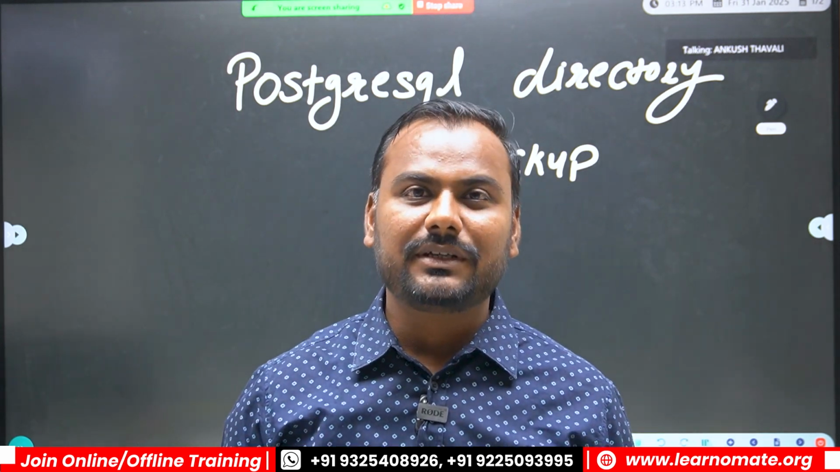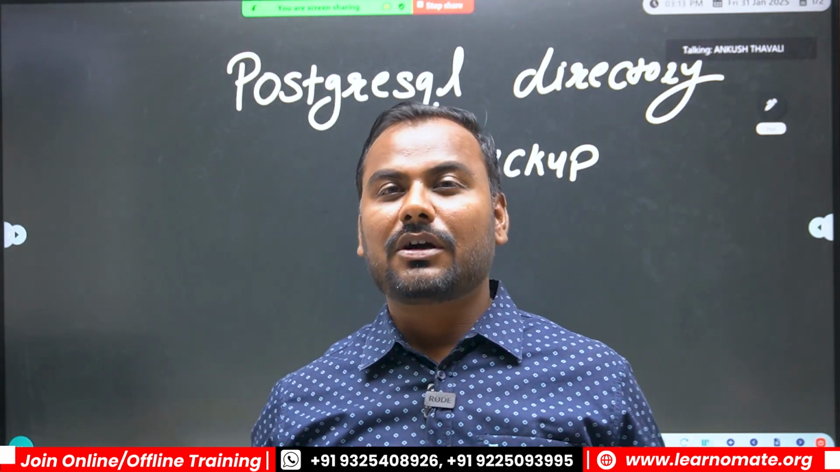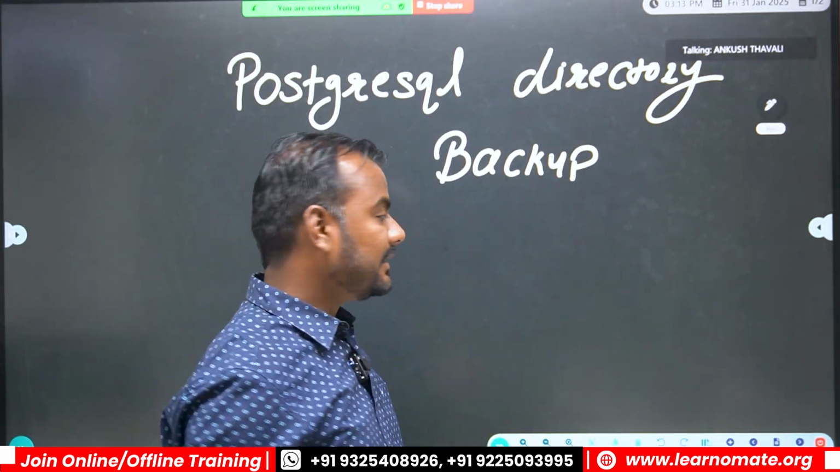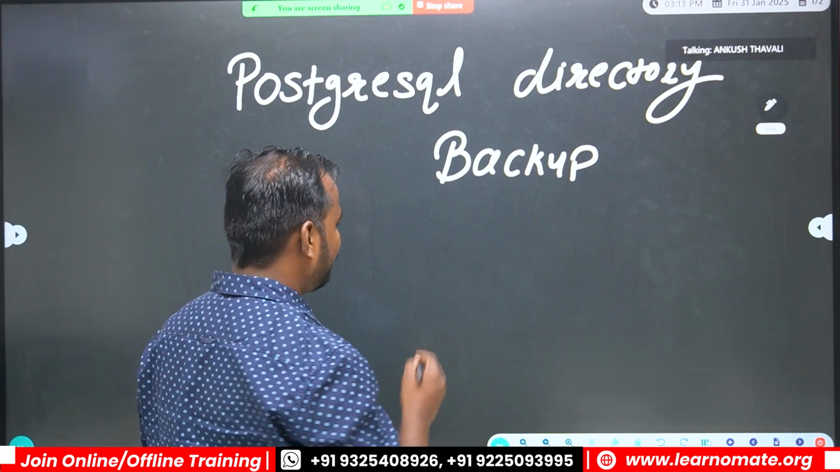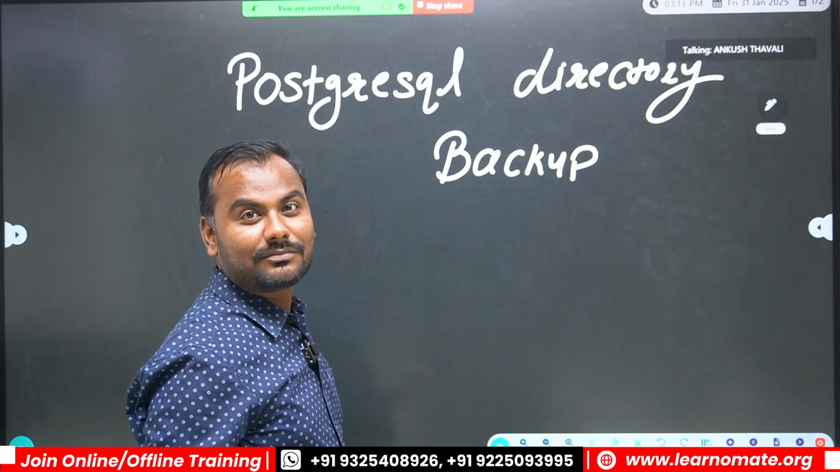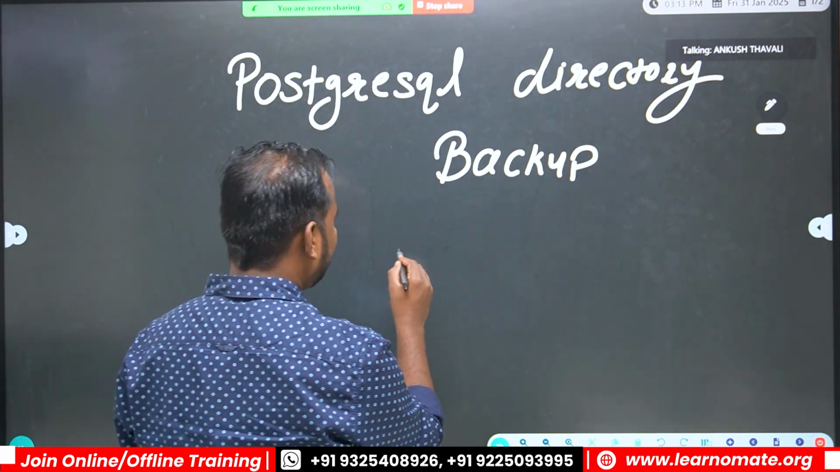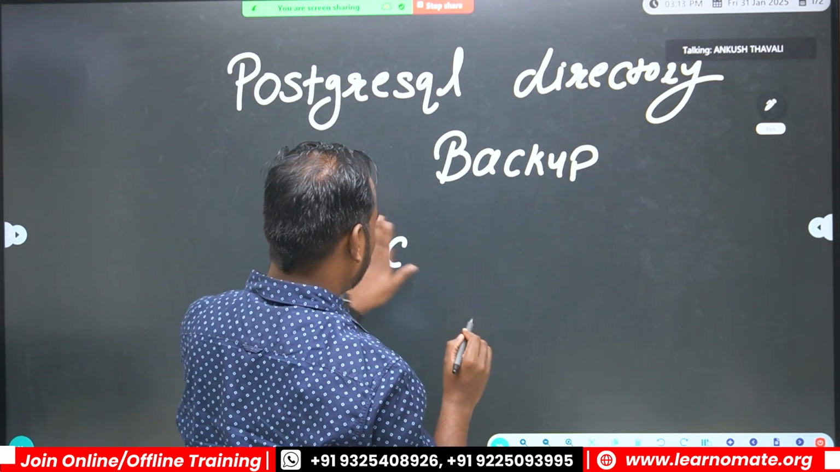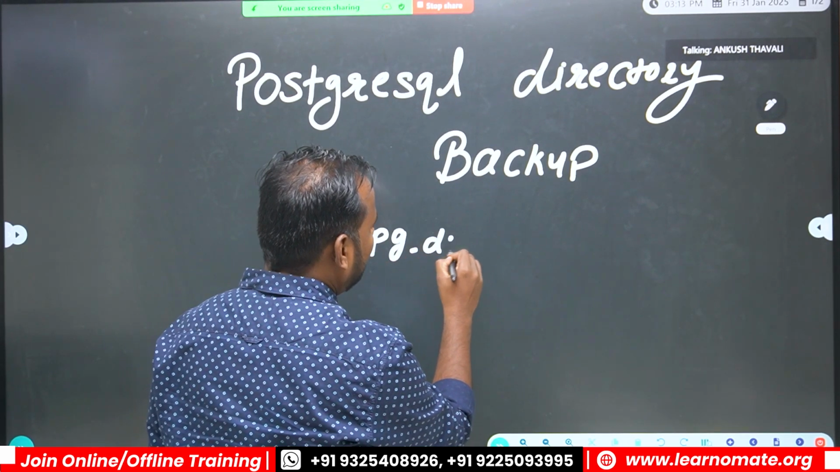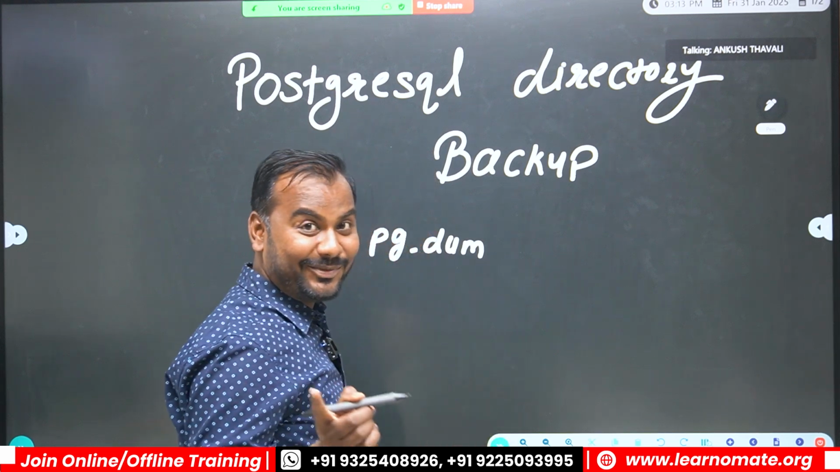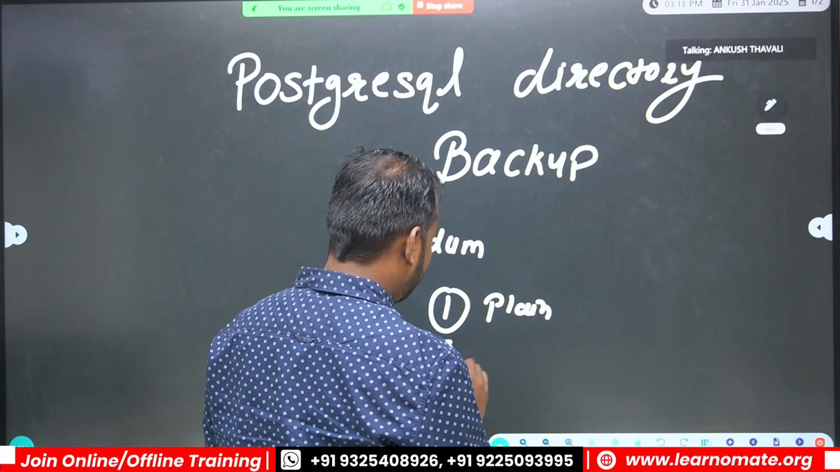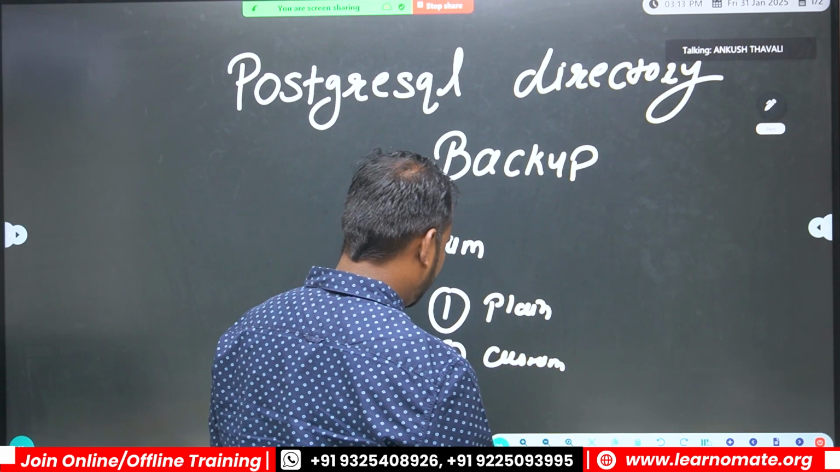I am here to talk about the PostgreSQL directory level backup. As I said earlier, we can take the backup of your PostgreSQL with the help of pg_dump. There are different formats available with pg_dump. What are the formats we have? We have plain text format, custom format, and directory format.